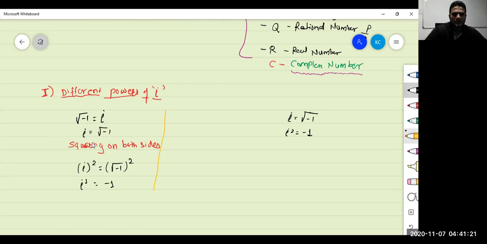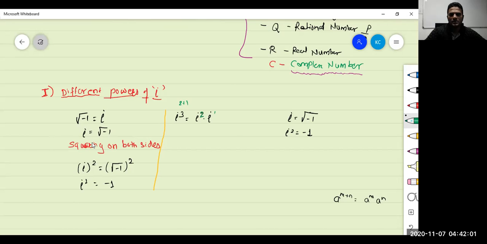i raised to 3 can be written as i square into i. Laws of indices. What do the laws of indices say? a raised to m, a raised to n is written as a raised to m plus n. Here 3 is 2 plus 1, so 2 separately and 1 separately.